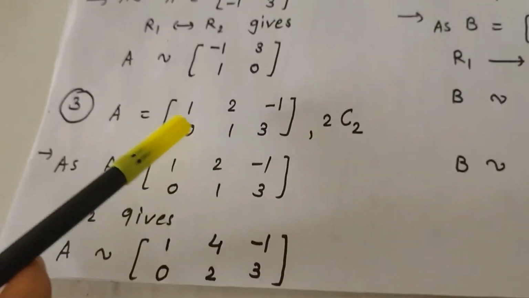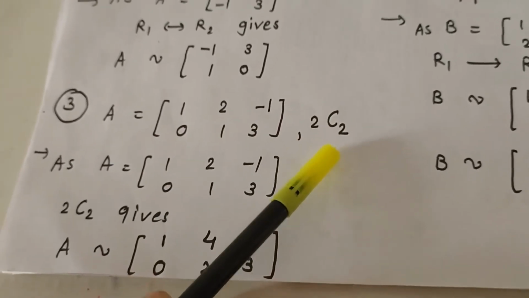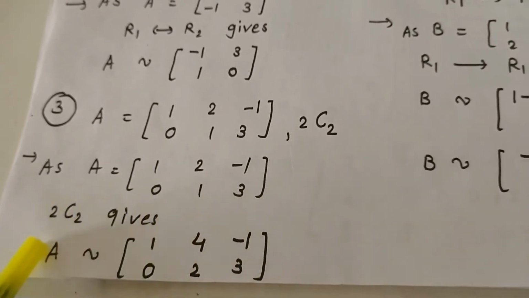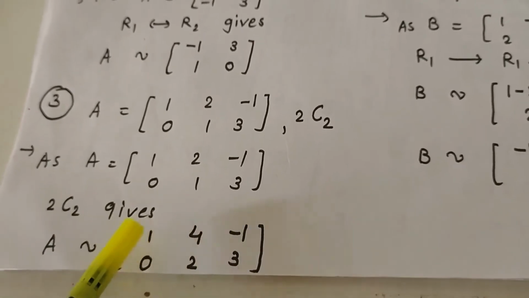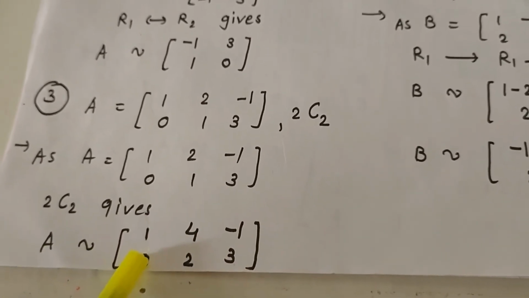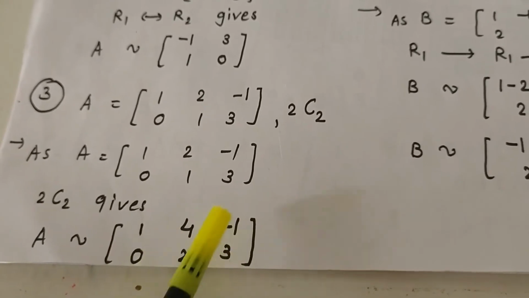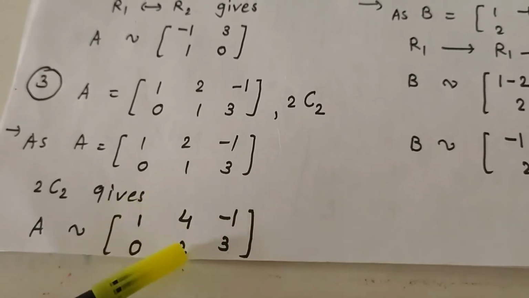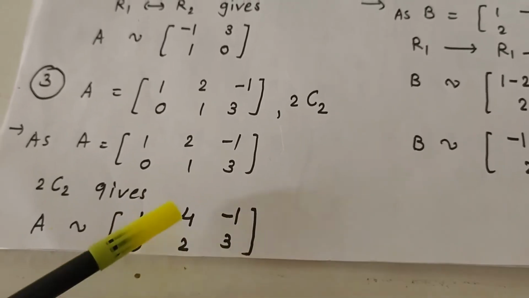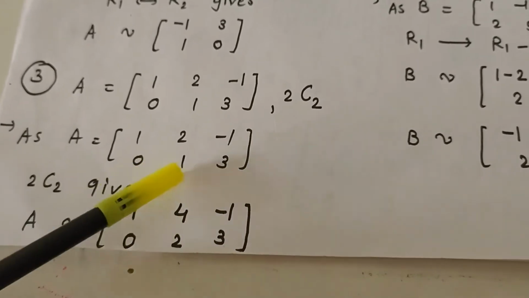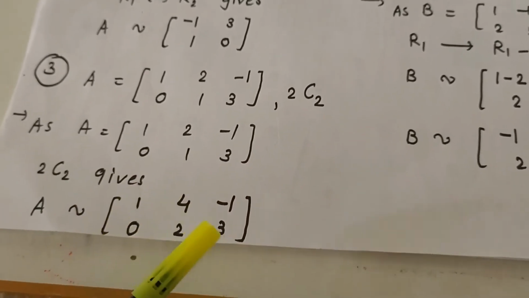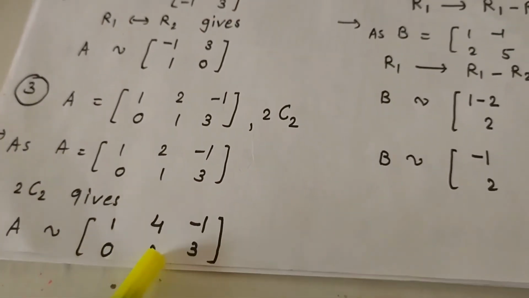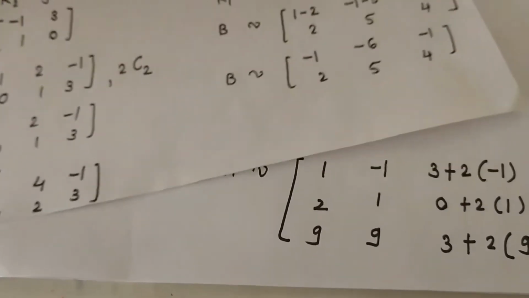In the third example, a matrix A is given and the transformation is 2 into C2. Write the given matrix A and the transformation 2 into C2. It gives a new matrix by multiplying every element in C2 by 2. There are 3 columns, and we multiply C2 by 2. Then we get 2 into 2, 4, and 2 into 1, 2. First column and third column as it is. Then we get a new matrix. This matrix is equivalent to the given matrix.